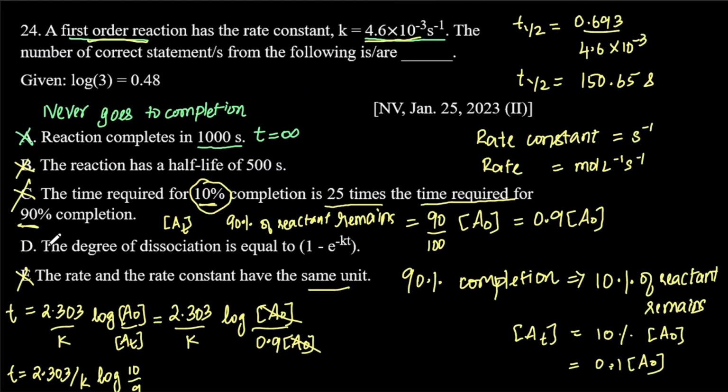So, the option D is given as the degree of dissociation is equal to 1 minus e power minus kt, which is correct. So, the number of correct statements is only 1. So, the answer is 1.